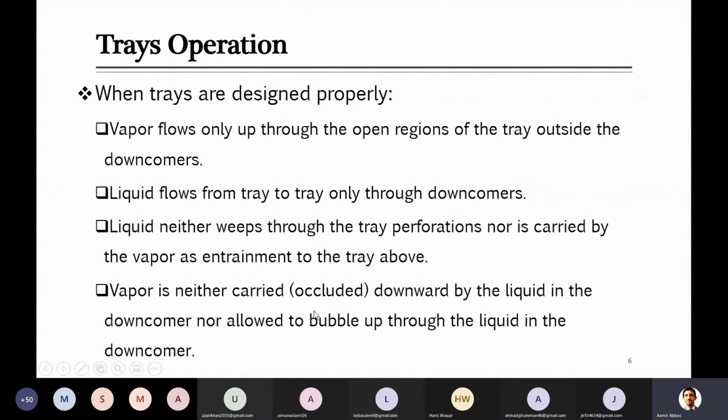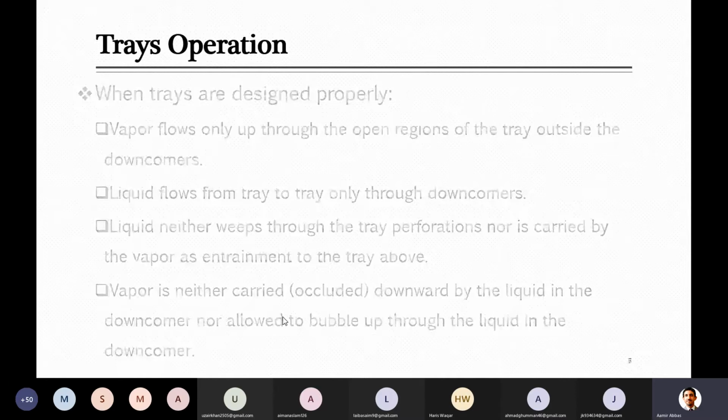So for normal operations, we will say that vapor should pass through the perforations and the path designated for the vapor, and the liquid should come down through the downcomer. And abnormalities like weeping, entrainment, collision, these shouldn't take place.